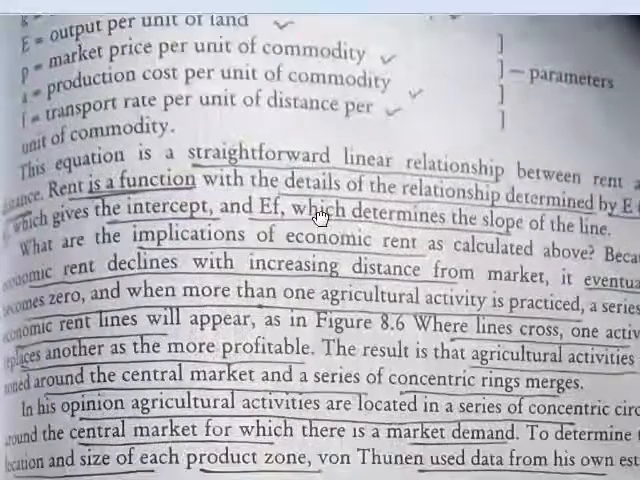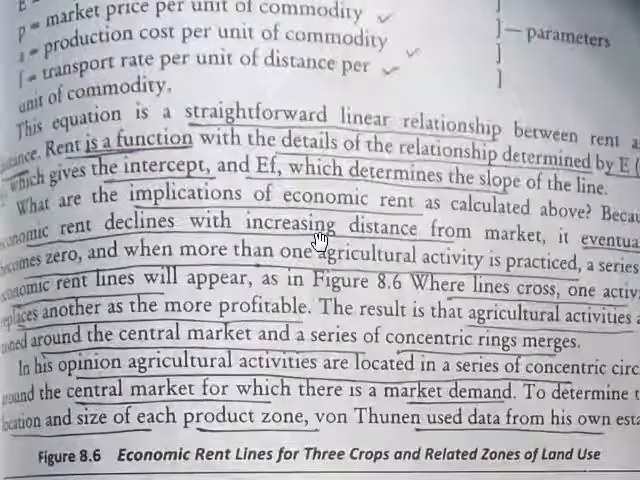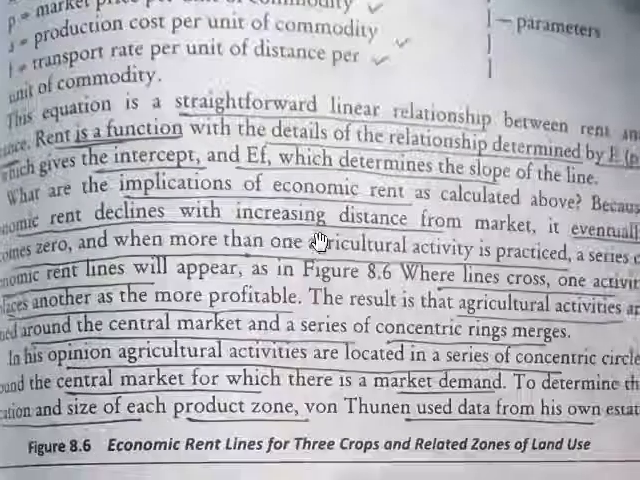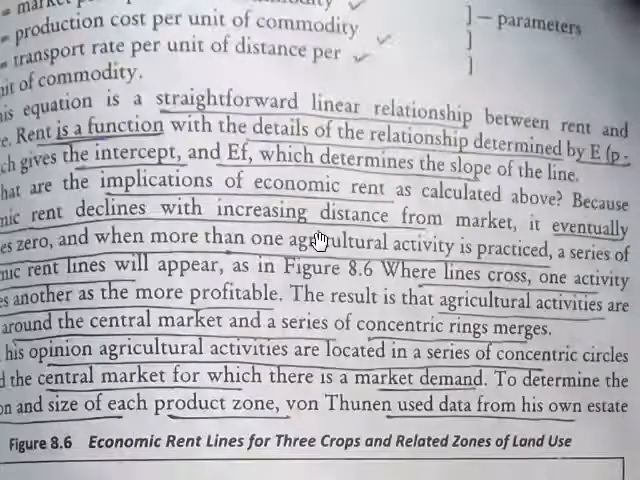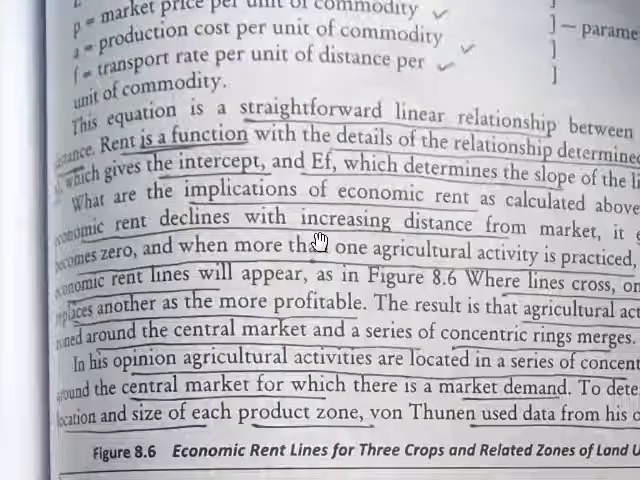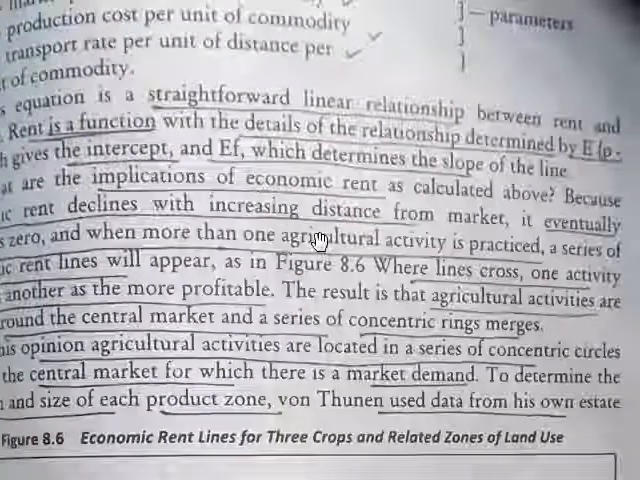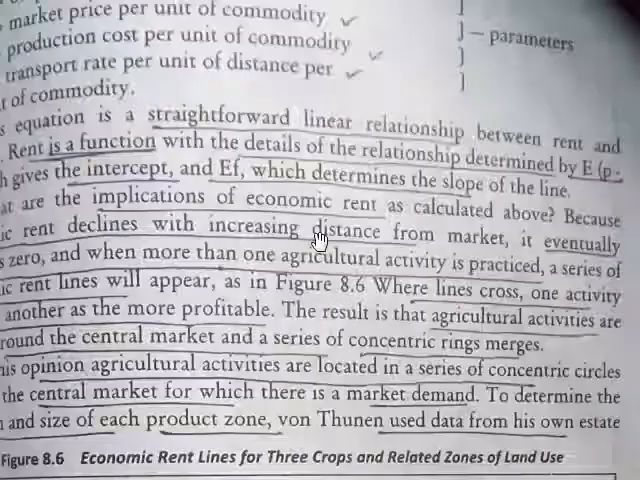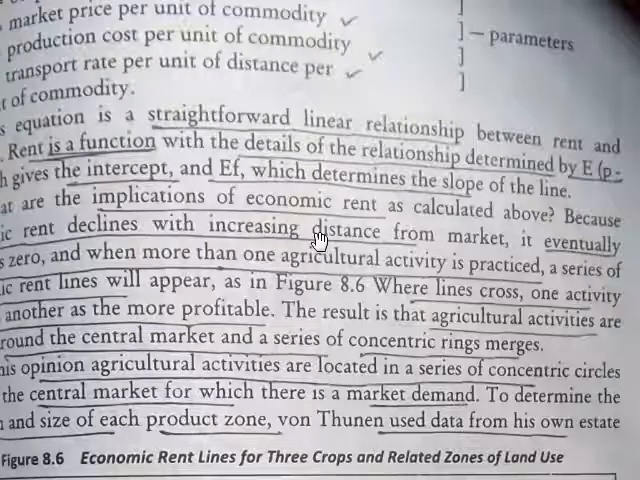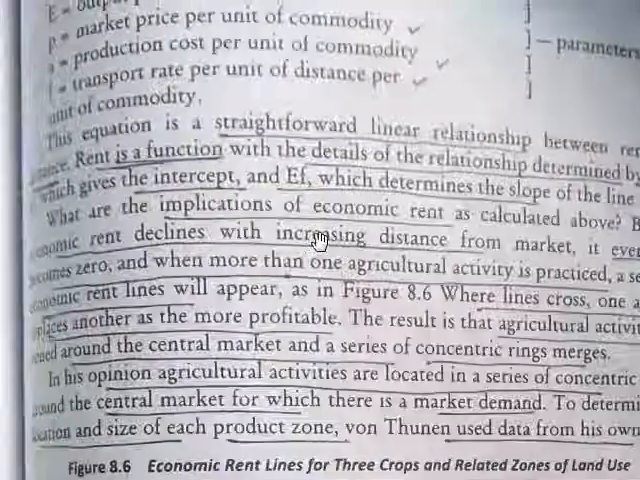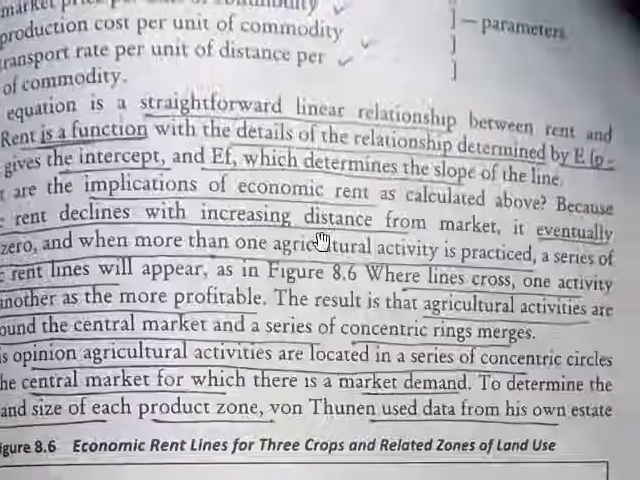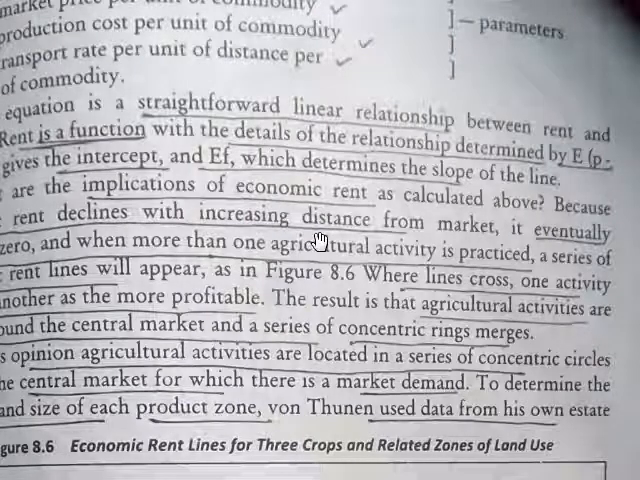This equation is a straightforward linear relationship between rent and distance. Rent is a function, with the details of the relationship determined by E. Here you can see E(P minus A) gives the intercept, and EF determines the slope of the line.